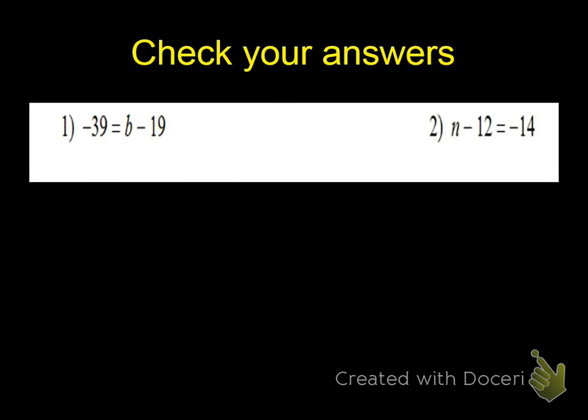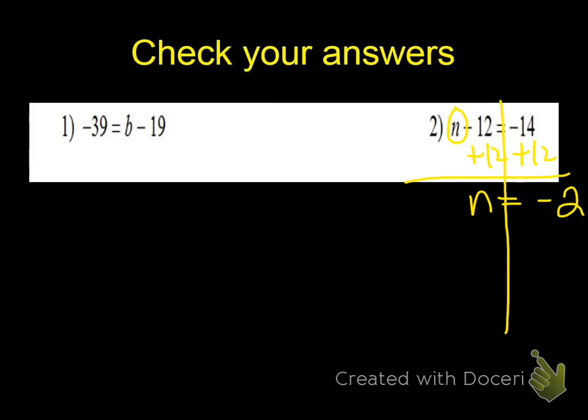Okay. Let's check on number 2. Here we're solving for the variable n. Draw our line to divide the problem in half. We have n minus 12 equals negative 14. The inverse of subtraction again is addition, so we're going to add 12 to both sides. And we see that n equals negative 2. Negative 14 plus 12 means we're going to get a negative 2.